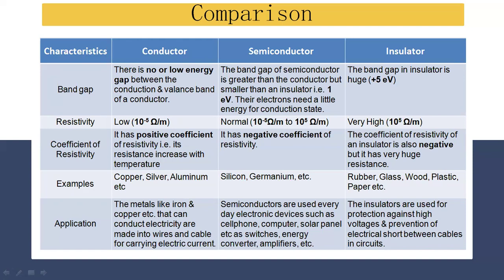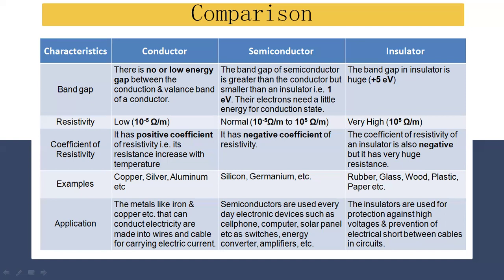The resistivity is low in a conductor, normal in a semiconductor, and very high in an insulator. The temperature coefficient of resistivity is positive in a conductor, whereas in the other two it is negative. Examples of conductors are copper, silver, aluminum. Examples of semiconductors are silicon, germanium, and insulators are rubber, glass, wood, etc. So basically, based on these parameters, we can differentiate the three major materials: conductor, insulator, and semiconductor.